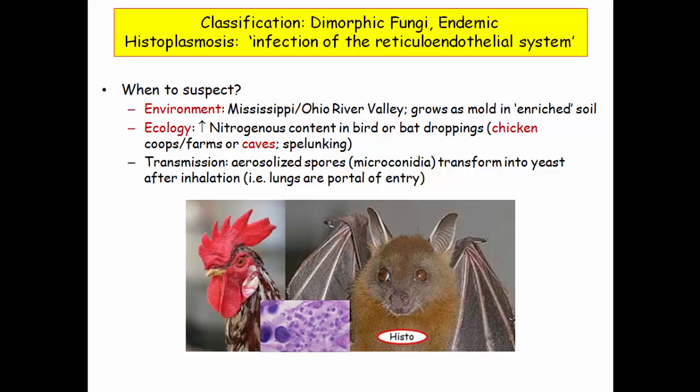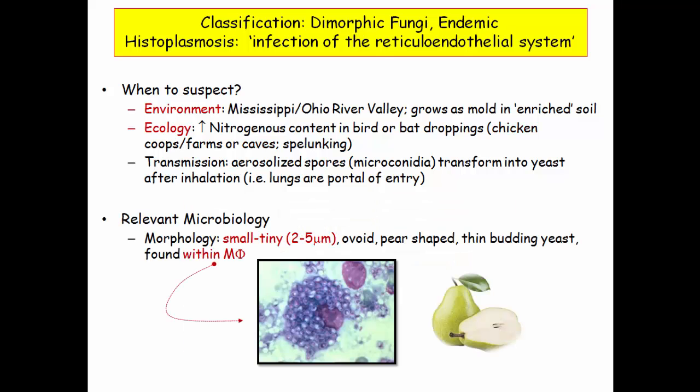As for transmission, we inhale mold spores called microconidia that transform into yeast after inhalation. Although this seems irrelevant, and it is, I mention this to underscore what a dimorphic fungus does. Mold in the environment and yeast in our bodies. And the portal of entry is the lungs. Because it enters through the lungs, that is why these are presented as pulmonary fungal infections, even though the pulmonary component is pretty nonspecific. As for the microbiology, they do allude to the size as tiny.